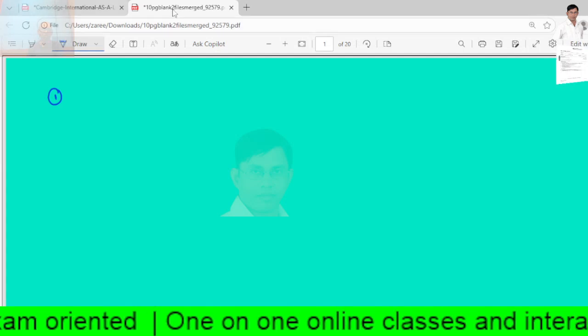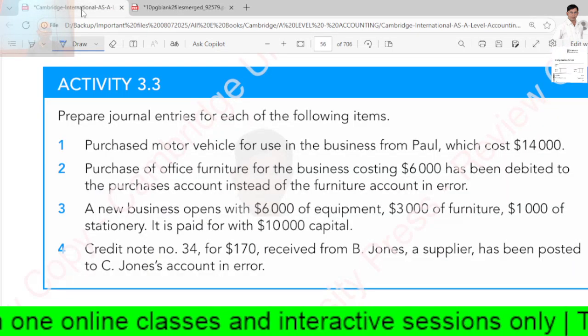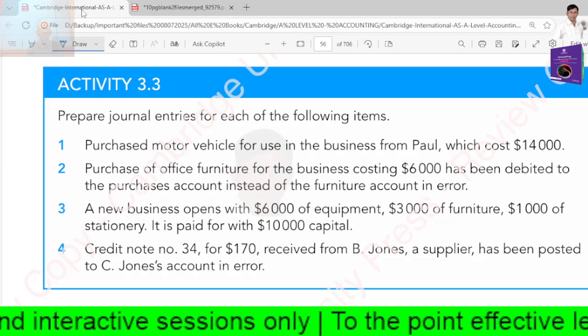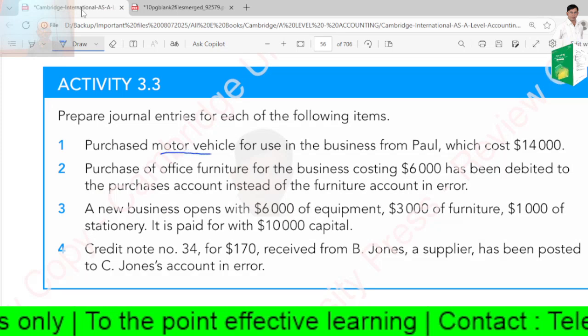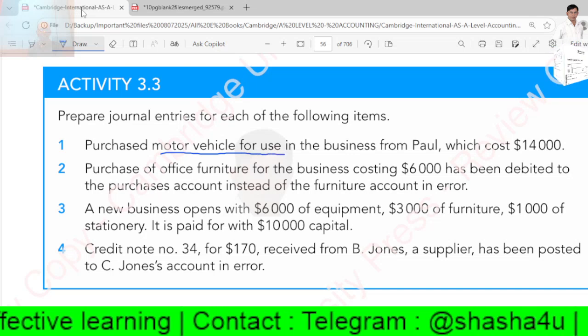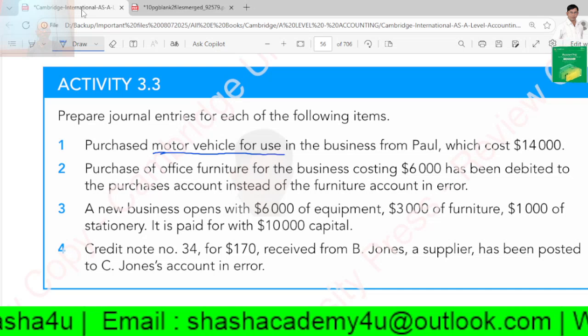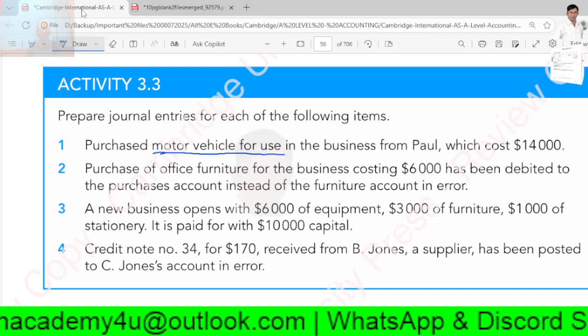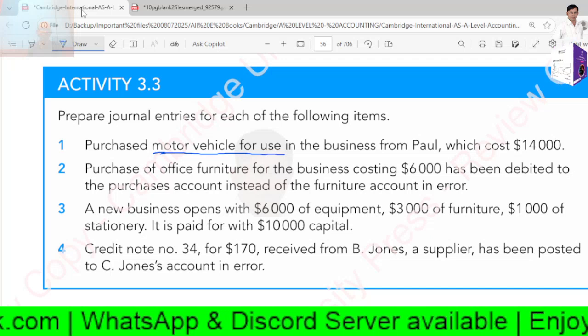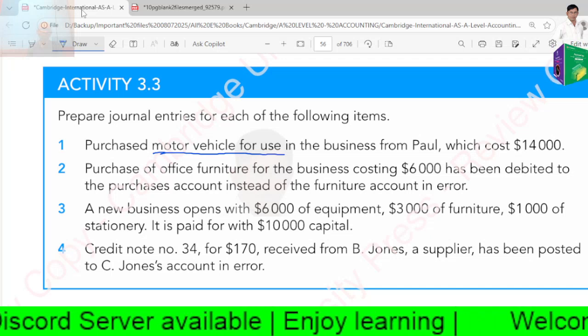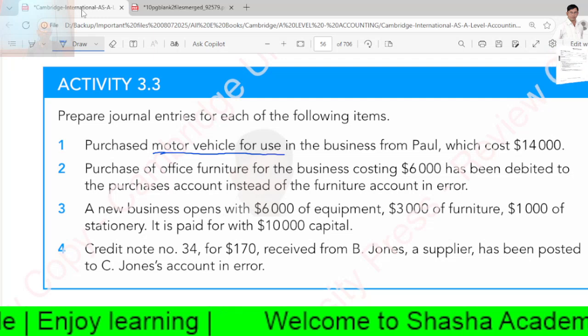So what is happening here? We are purchasing motor vehicle for use in the business. Very important thing: we are purchasing motor vehicle for use. Suppose we purchase motor vehicle for sale, as merchandise in the business, then it becomes purchases. But when we use the motor vehicle, it will be recorded as an asset.